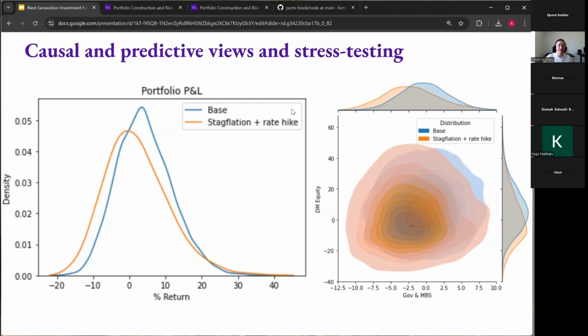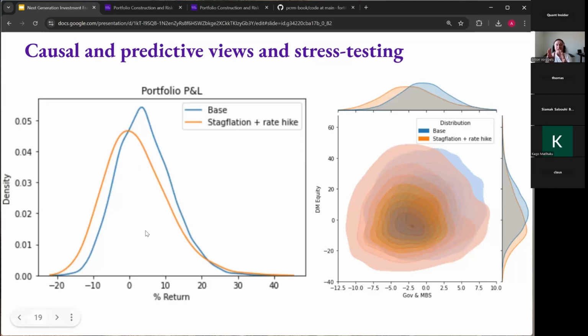So basically here on the next slide, you can see an example where I use this Bayesian net and combined it with entropy pooling. So here we just have this base case distribution. So this is after imposing the Bayesian net structure. And then we implement a stagflation plus rate hike view. So stagflation and rate hike. This is when growth is low, inflation is high, and then we have that the central bank still decides to increase interest rates. This is the scenario that most investment managers worry about. So it's of course important to know how your portfolio distribution will be in these scenarios.